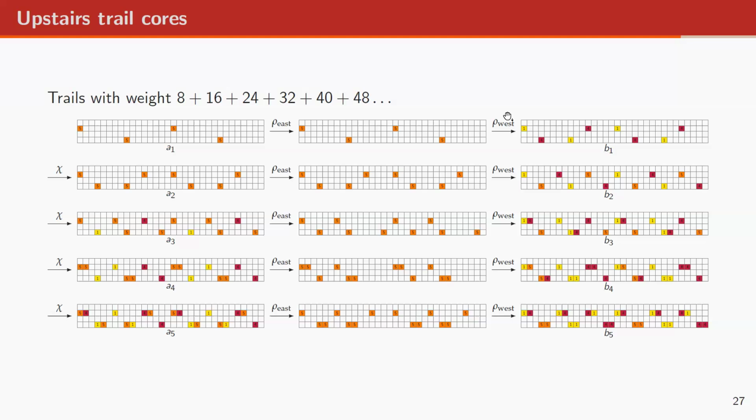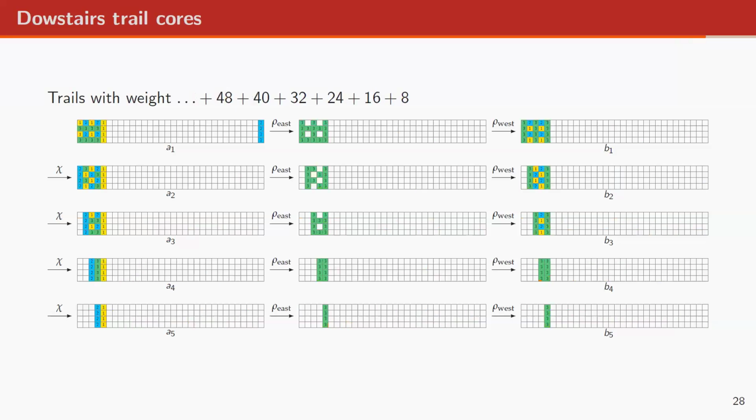In fact, the weight depends on the number of active columns in the states B1 plus the number of active columns in the state A1. And we can see that we start from 4 active columns, and then we go to 8, 12 regularly. We add 4 to each round, going in the forward direction. And similarly, we have this trail core where the number of active columns grows by 4 going in the backward direction.